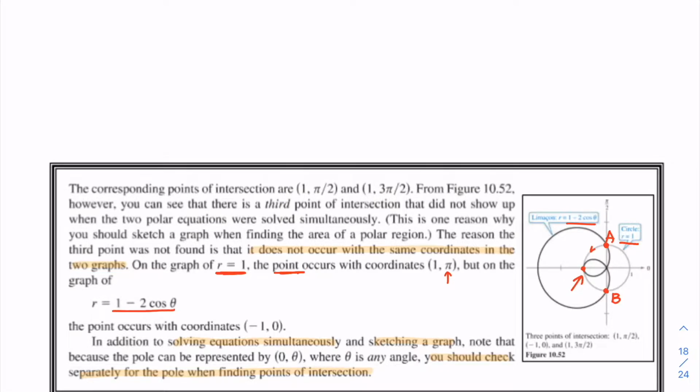However, for this equation, when theta equals 0, r equals negative 1. So when we plot it, we have to go in the opposite direction. That's where it gets this point. One r is negative 1, one is positive 1. So we have to look at the picture and check.